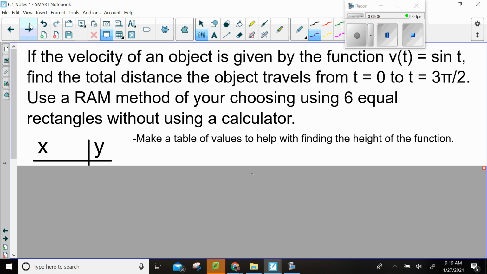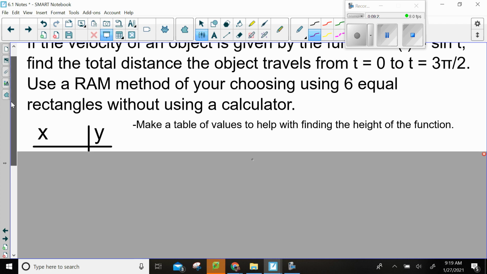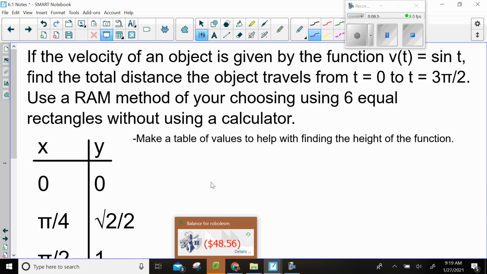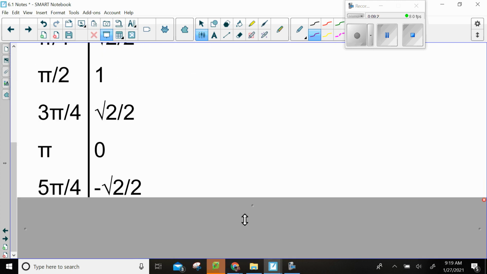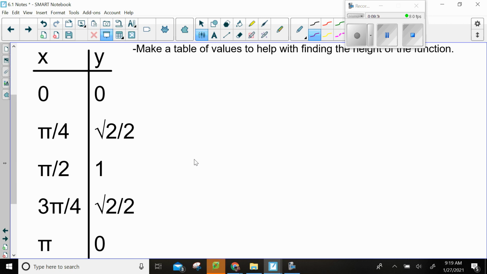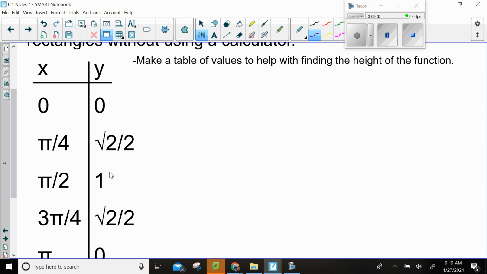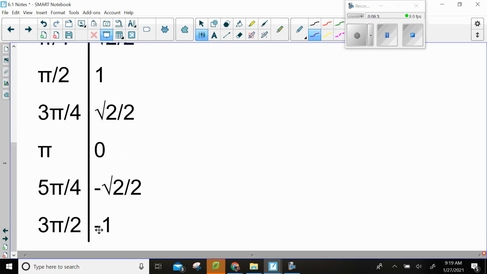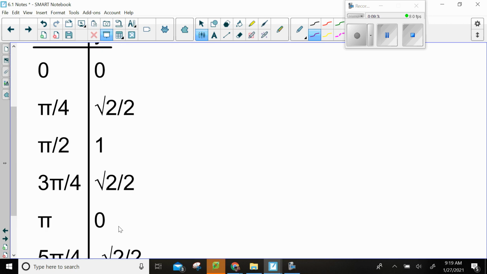If the velocity of an object is given by the function v of t equals sine of t, we're finding the total distance the object travels from t equals 0 to t equals 3π/2. We're using a RAM method of your choosing, using 6 equal rectangles without using a calculator. So I went through again and I made a table of values here. And it is a sine function. So your sine function at 0 does start at 0, it hits its maximum, it goes back to 0, goes to its minimum, etc. We're only going to go to the minimum.